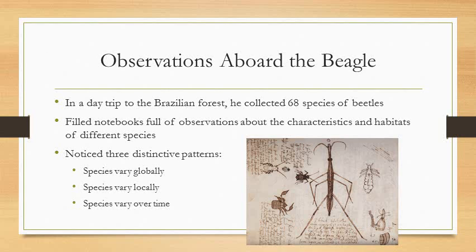He looked at characteristics, he looked at the habitats, he looked at multiple different species. This also included plant species. Anything he couldn't bring aboard, he definitely was writing notes out in the field so that he could put them into his journals in an organized fashion. But after looking at all of his observations, he noticed 3 patterns. 1 is that species vary globally, 2 is that species vary locally, and 3 species can vary over time.